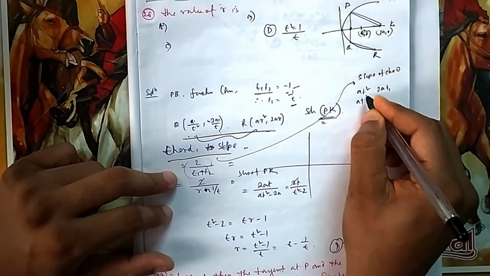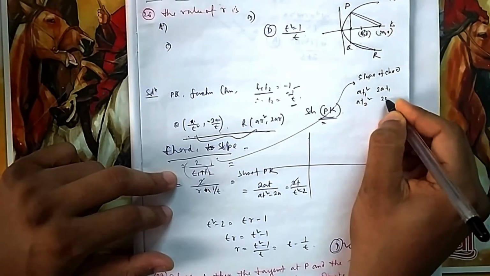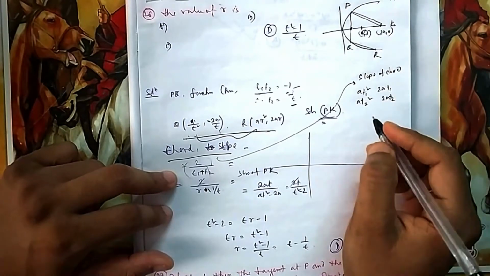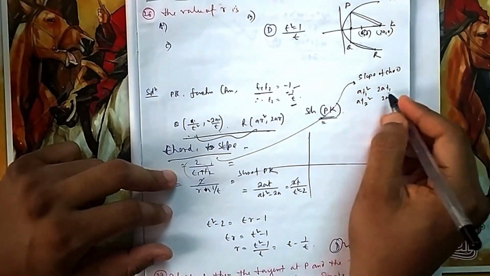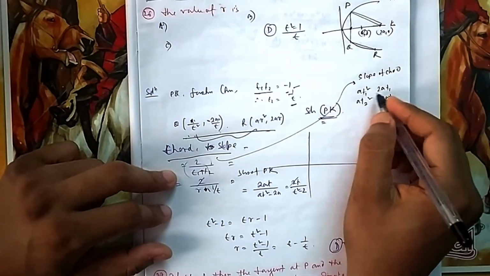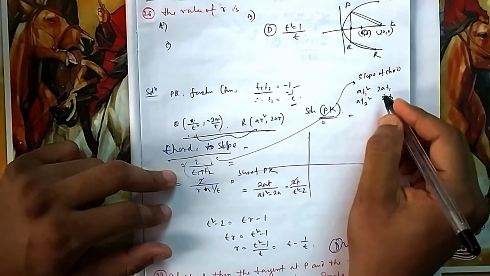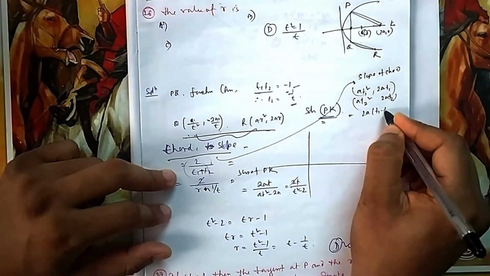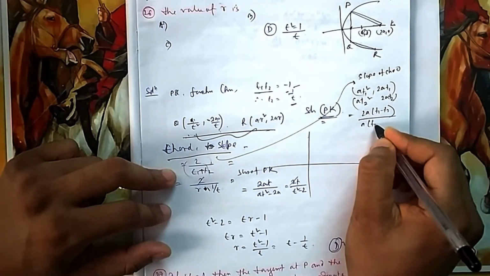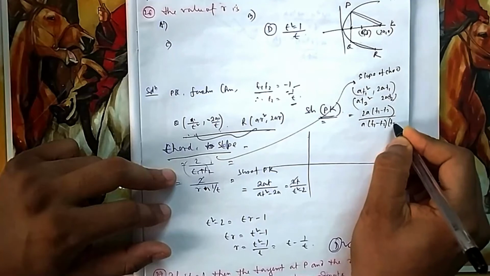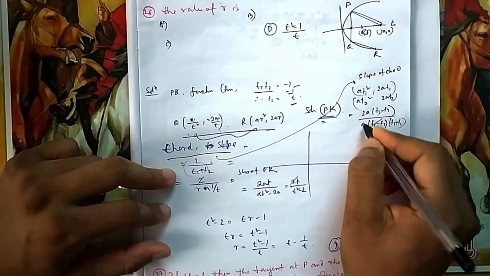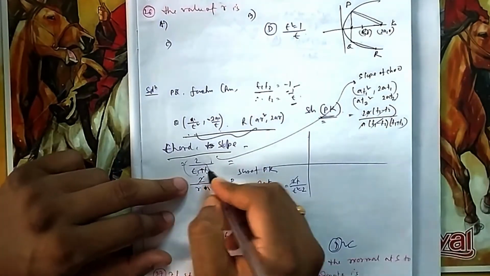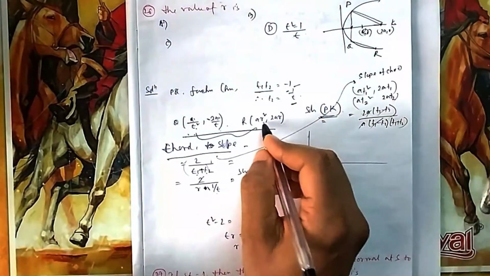And another point will be at2 square, because both are points of the parabola, and they form a chord. So if you find the slope, what is the slope of these points? y2 minus y1, 2a(t1 minus t2), divided by a(t1 square minus t2 square), so a plus b into a minus b will get cancelled. So you can see it is 2 by (t1 plus t2). That's why here t is 1 by t and here t is r.